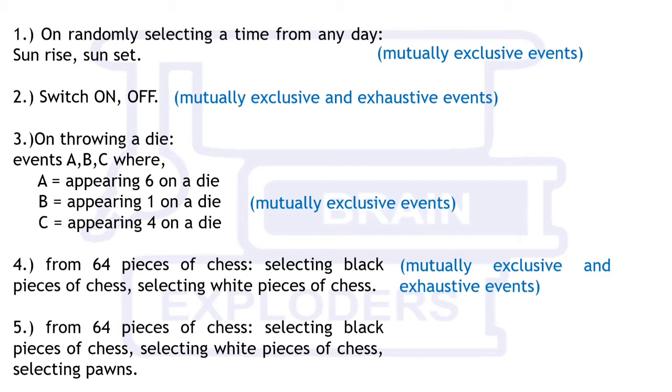In the fifth example, selecting pawns is the additional condition which makes these events exhaustive but not mutually exclusive because a black pawn may be selected and a white pawn may also be selected.